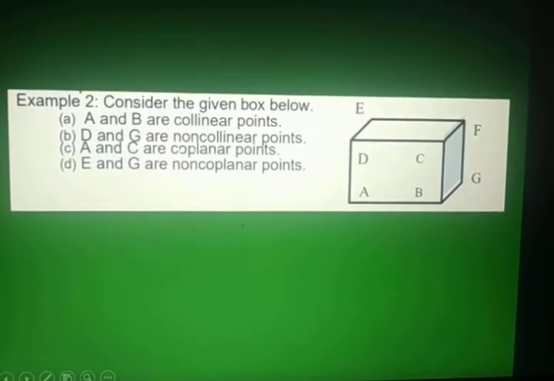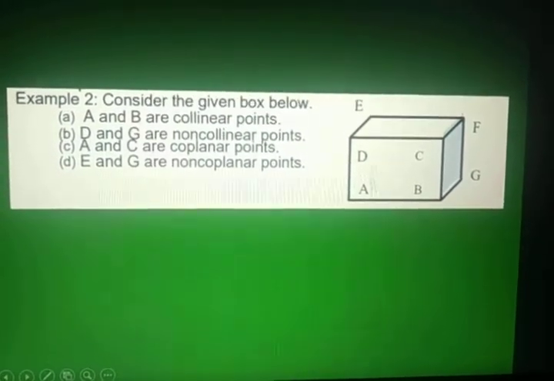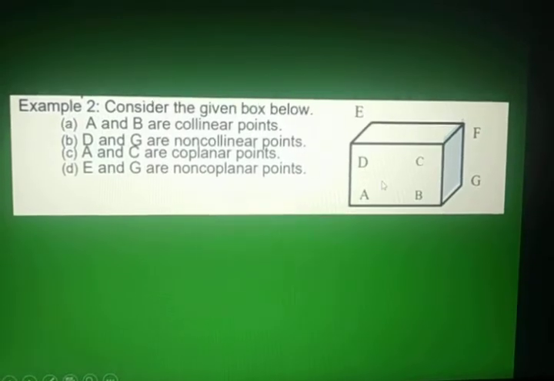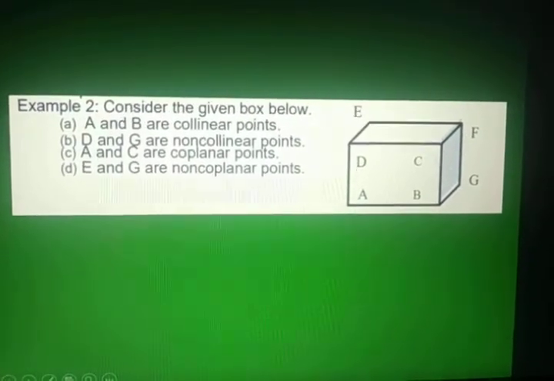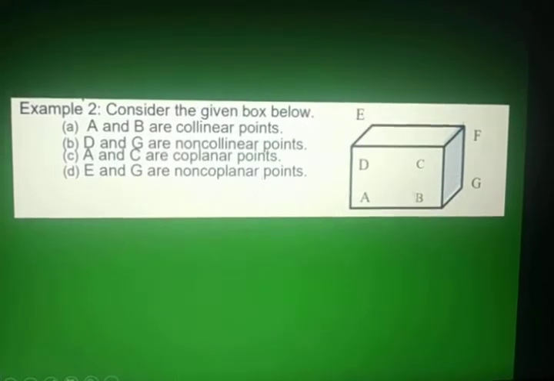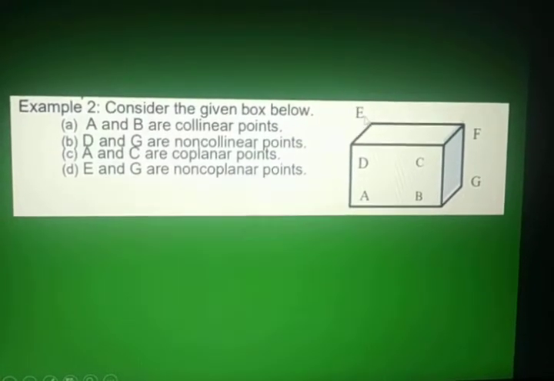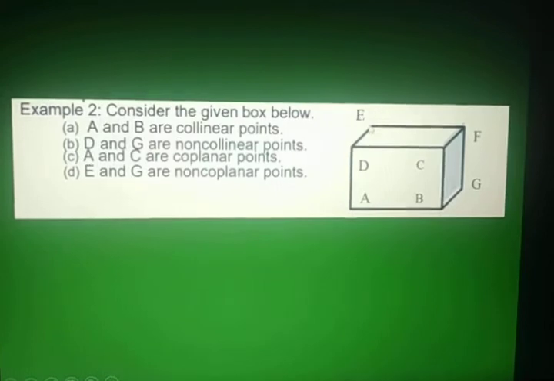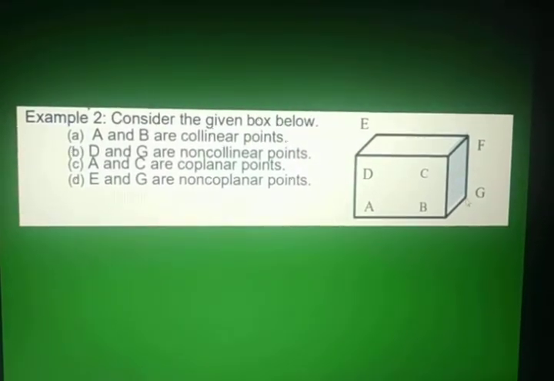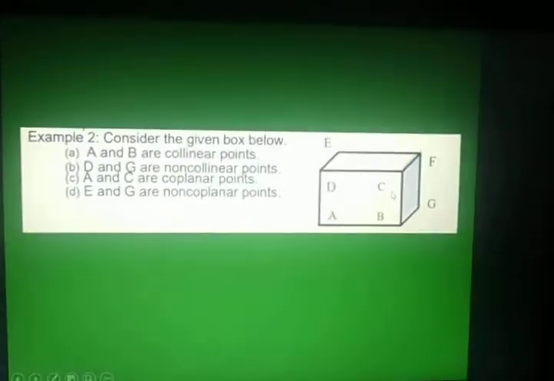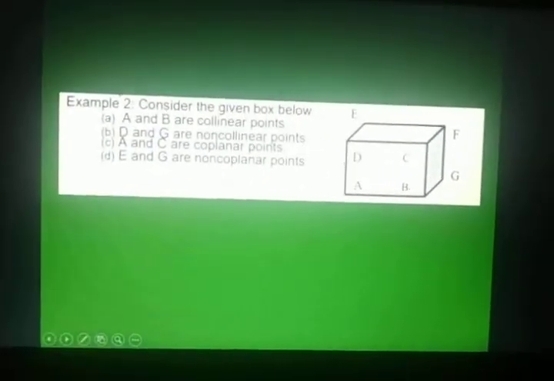Next. A and C are coplanar points. In one plane, A and C are contained. Also C and G are on one plane there. But B and E are non-coplanar points. Or E and G also, because E is here and G is here, they are non-coplanar points. Okay. I hope that you got that.